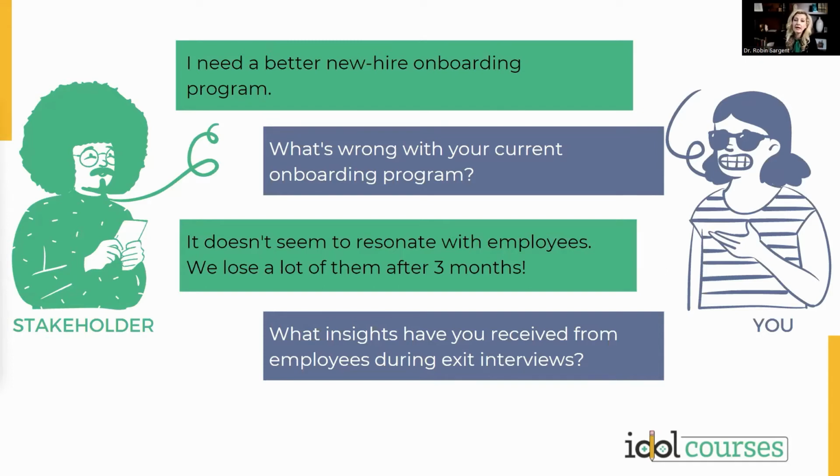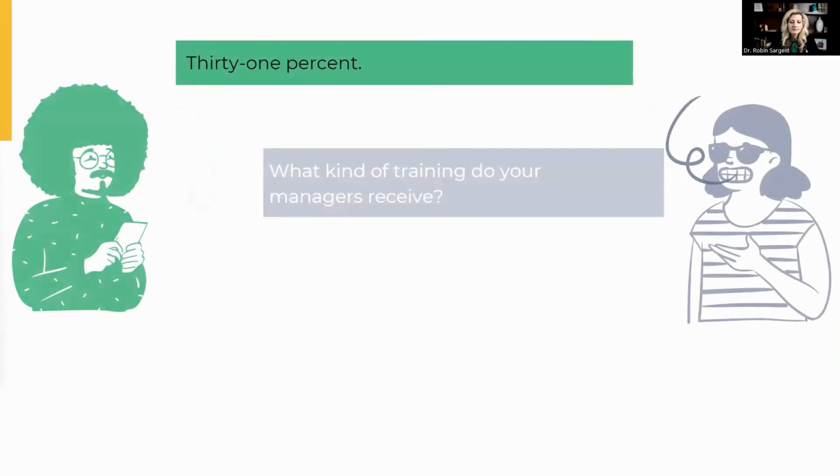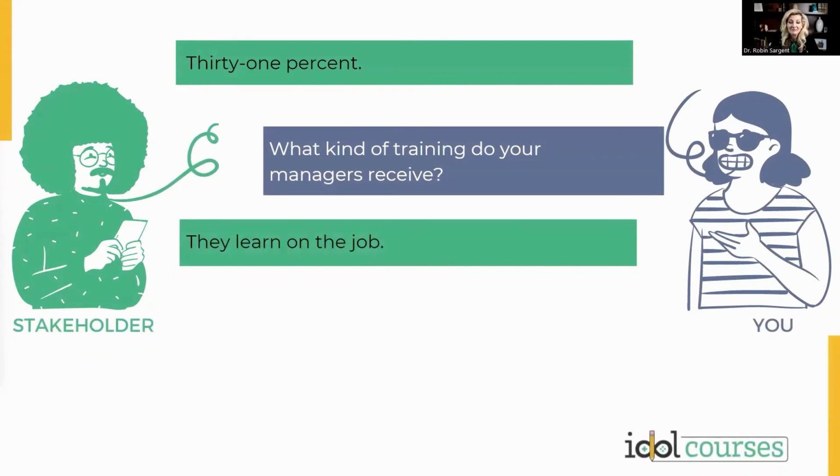And that's asking for metrics, right? Not much. Some of them complain about too much work. Well, can we look at the exit interview reports? Sure. Well, it looks like the reason why many of these employees are leaving has more to do with management. What's your turnover rate? 31%. What kind of training do your managers receive? Well, they learn on the job.